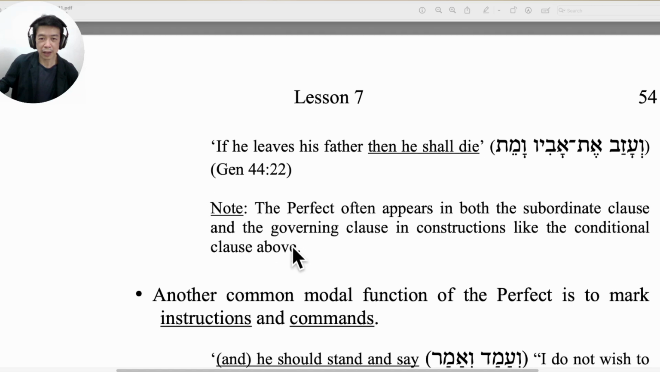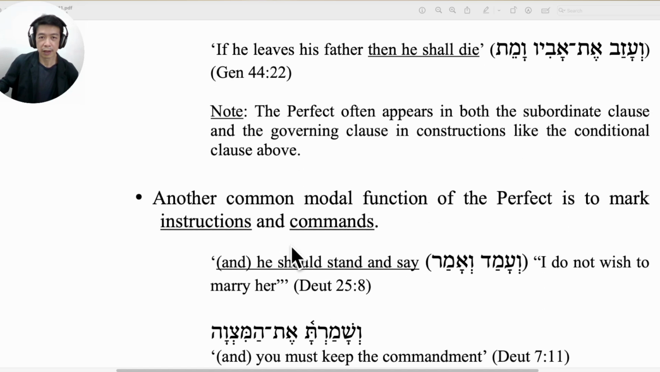Let's take a look at another example. If he leaves his father, then he shall die. Ve'azav et aviv vamet, from Genesis 44:22. Please note that the perfect often appears in both the subordinate clause and the governing clause in constructs like the conditional clause above.